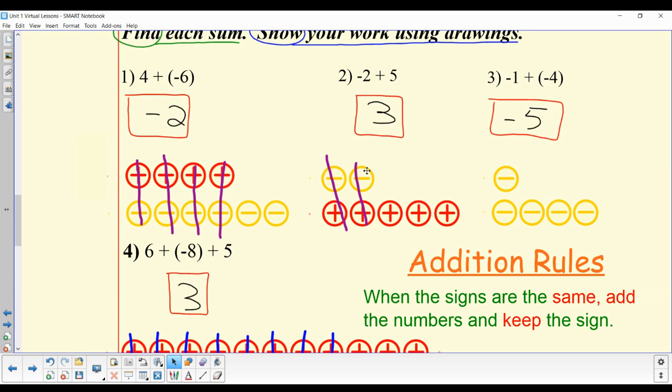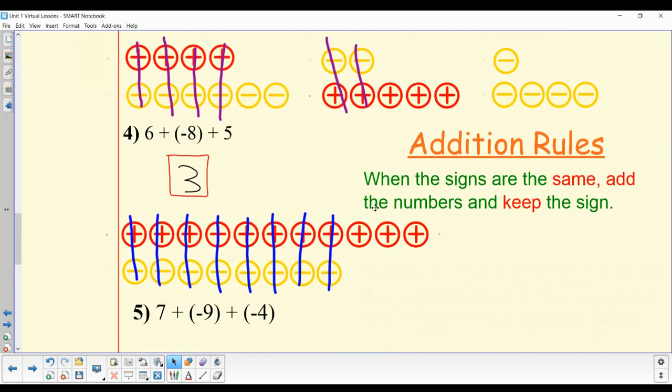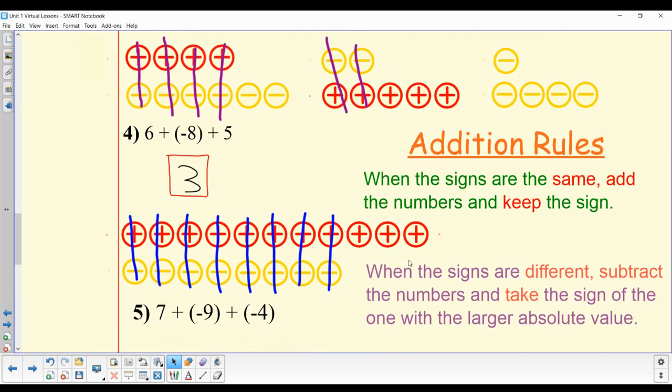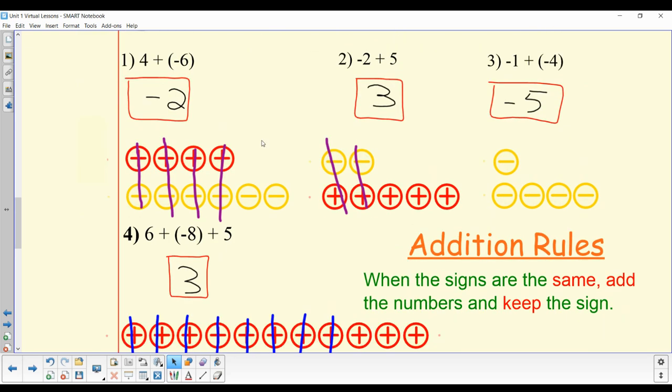In problems 1 and 2, the signs were not the same, the signs were different. When the signs are different, subtract the numbers and take the sign of the one with the larger absolute value. Basically, take the sign of the larger one without looking at the signs. So for example, in problem number 1, the signs were different. You would subtract. 6 minus 4 is 2. And since 6 is a larger number, the answer is negative 2.